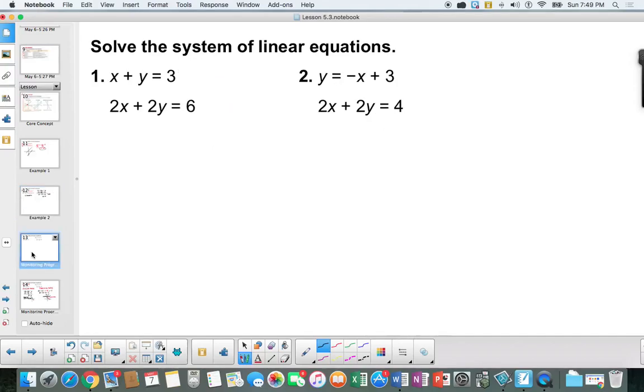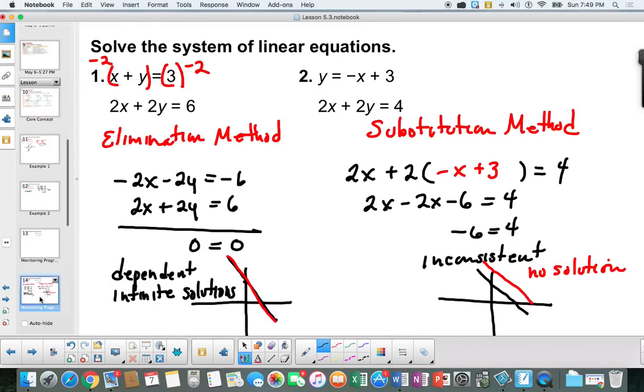Okay, I'd like you to try solving the system. Stop the screencast and see what you can do. And here's the answer. The first one I used the elimination method because the x's and the y's are already aligned, and I got 0 equal to 0, which means they are dependent, or infinite solutions. On this one, I went ahead and used the substitution method, and I got something that didn't make sense, -6 equal to 4. And that's because the two lines were parallel to each other.